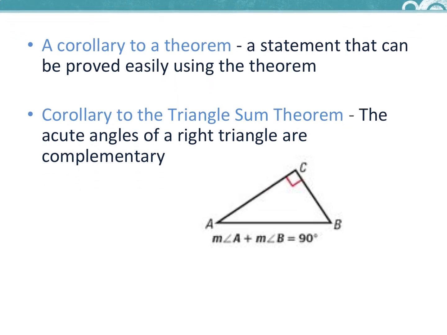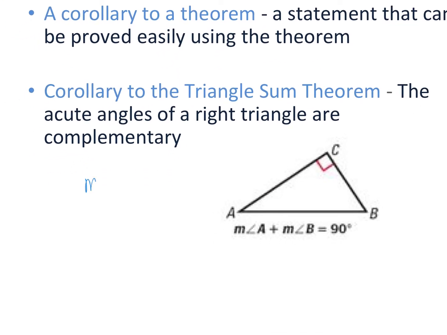Now, let's see how that happens. So we know that the measure of angle A plus the measure of angle B plus the measure of angle C, all three of the angles inside of a triangle must add up to 180 degrees. Now, if it's a right triangle, and specifically in this one, we know that this angle, measure of angle C, is 90 degrees. So we're going to rewrite it.